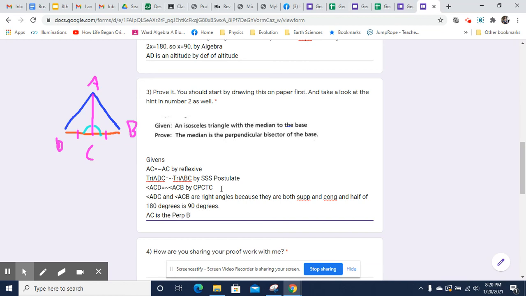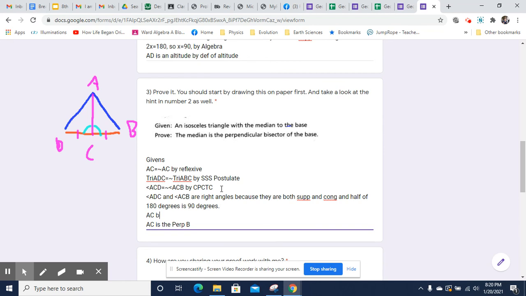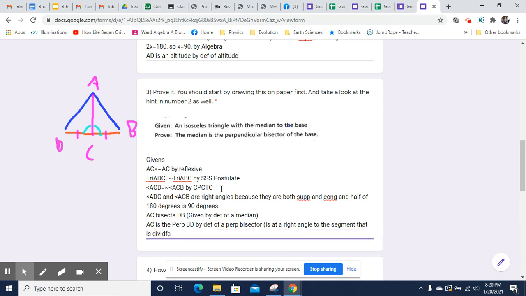Actually, we might want to state, just note that AC bisects DB, that's a given by definition. Maybe we can add by definition of a median. Okay, and then AC is perpendicular to BD by definition of a perpendicular bisector, which is at a right angle to the segment that is divided into two congruent segments. Okay, and that's all you needed for that. I hope that helped.